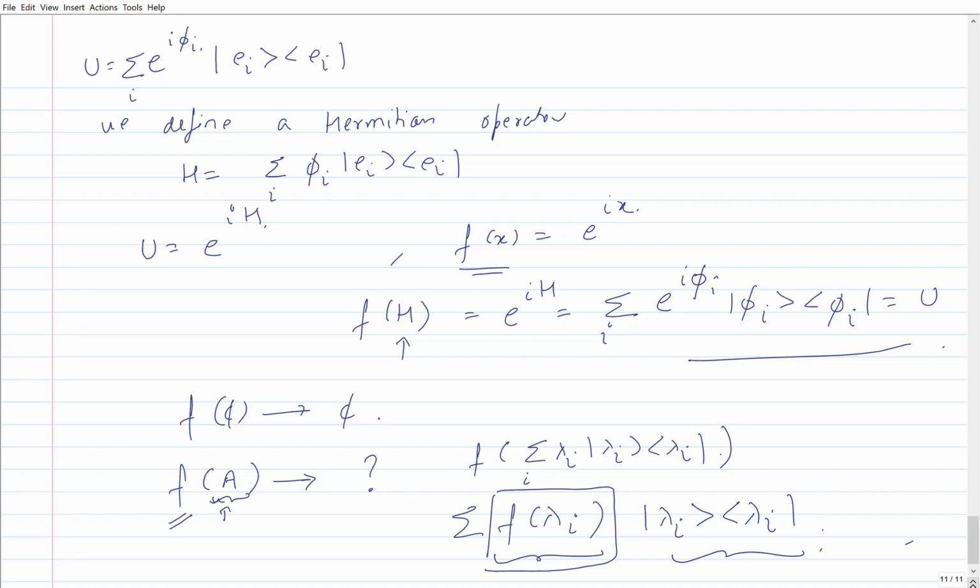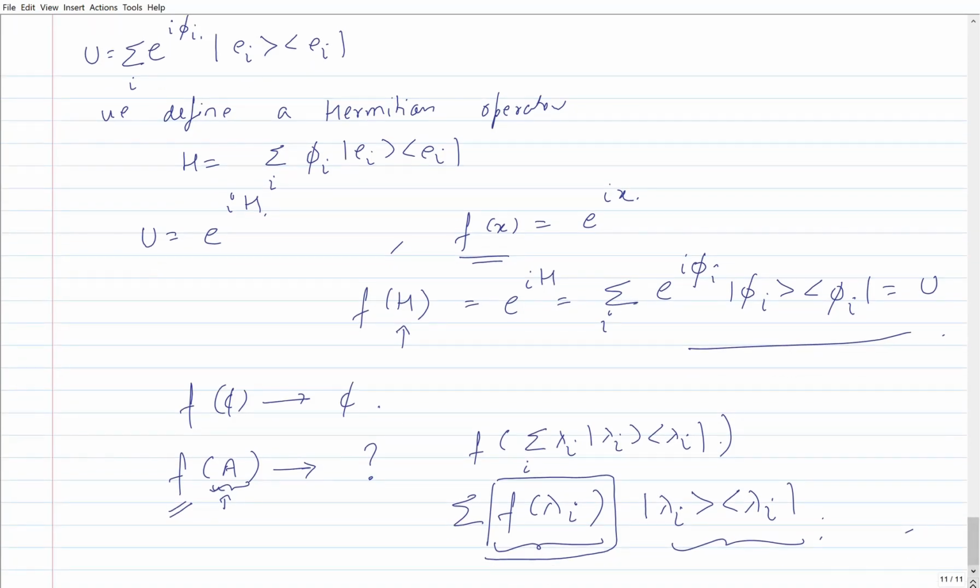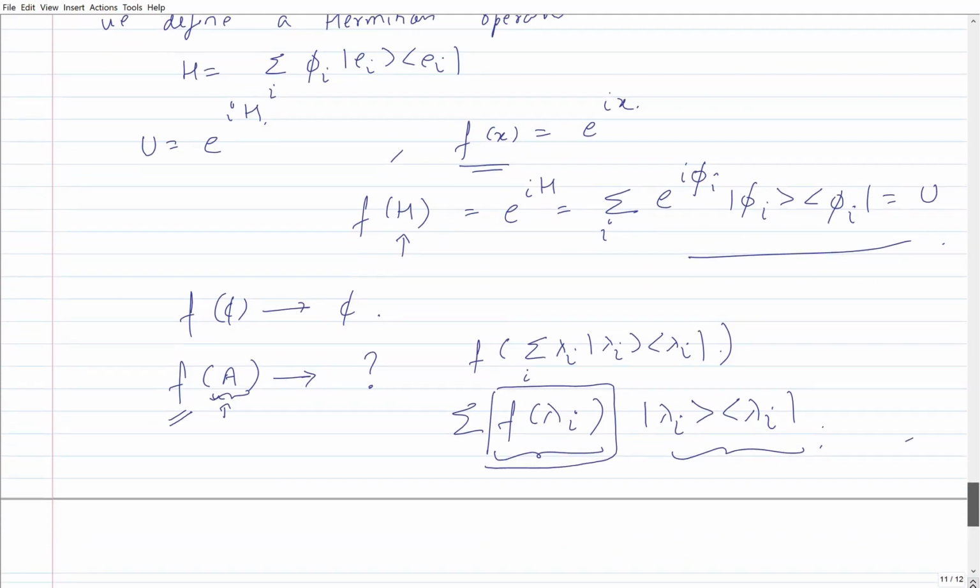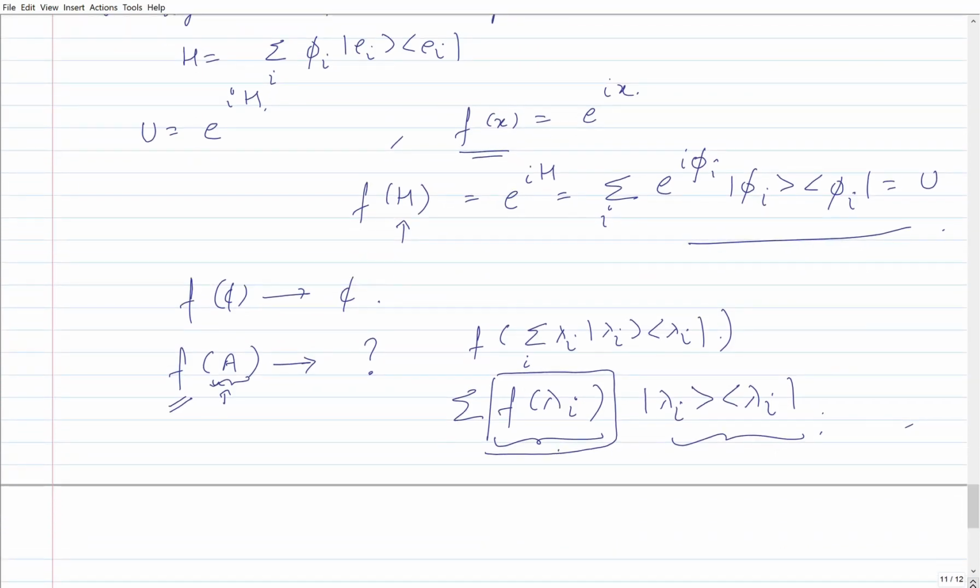So try to convince yourself. There are several ways of doing that. I can express this as a power series and show this sort of result, but I'll give you a homework problem on this particular thing. Show this.